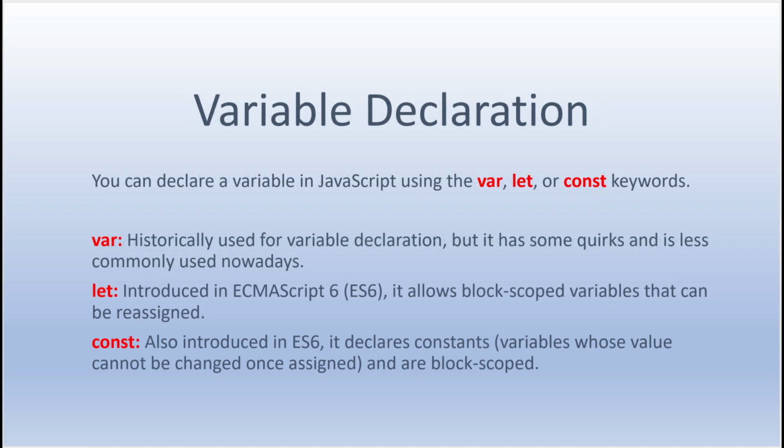If you're looking to declare a variable, you've got three keywords at your disposal: var, let, or const. Once upon a time, var was the go-to for variable declaration. However, it has some quirks and is less commonly used today. On the other hand, let and const, both introduced in ECMAScript 6, have risen in prominence. Let is your best bet for block-scoped variables that can be reassigned. Const, on the other hand, is perfect for declaring constants, variables whose value can't be changed once assigned.